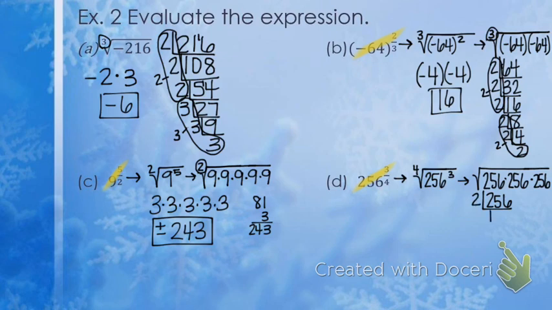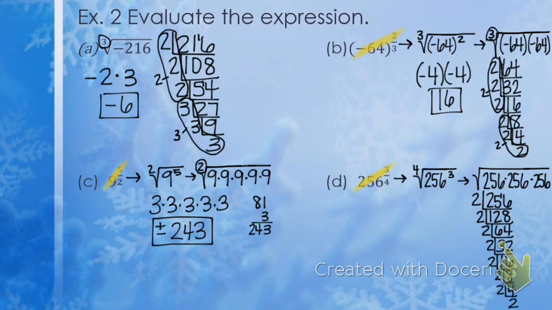2. 2 goes into itself once. It goes into 5 twice with 1 left over. It goes into 16 8 times. What prime number goes into 128? 2. It goes in there 64 times. We're seeing familiar numbers again. 2 goes into 64 32 times. 2 goes into 32 16 times. 2 goes into 16 8 times. 2 goes into 8 4 times. And 2 goes into 4 twice.